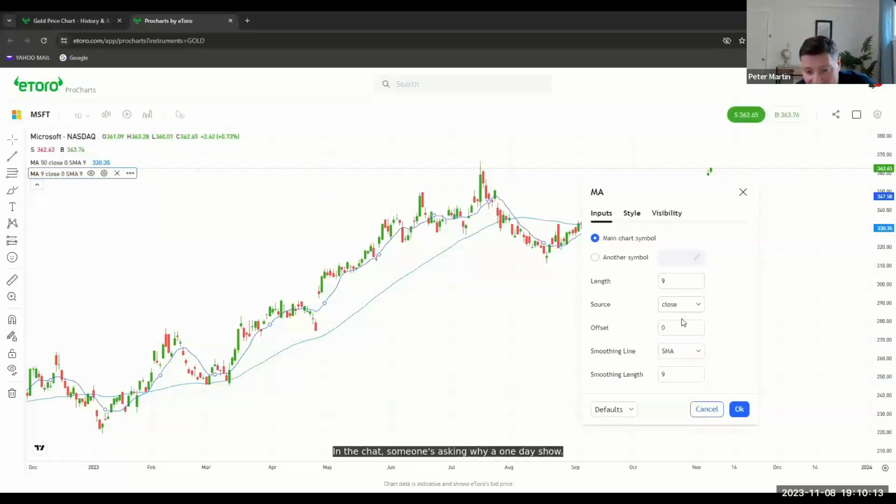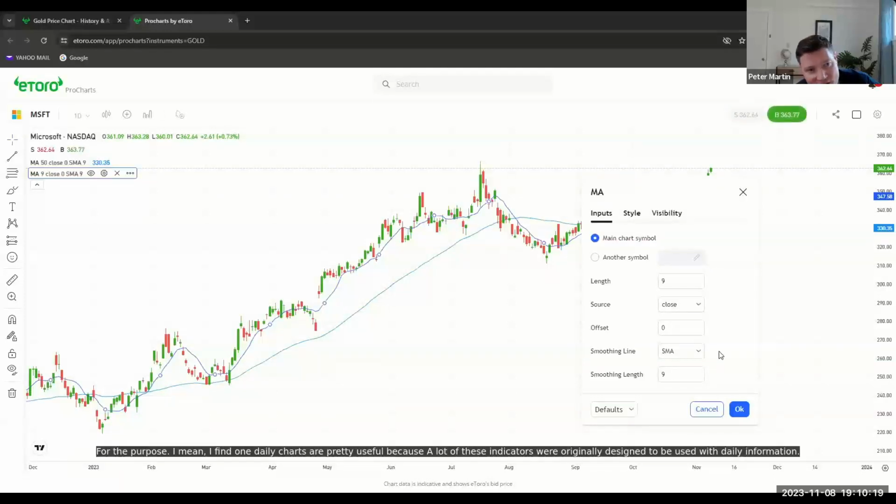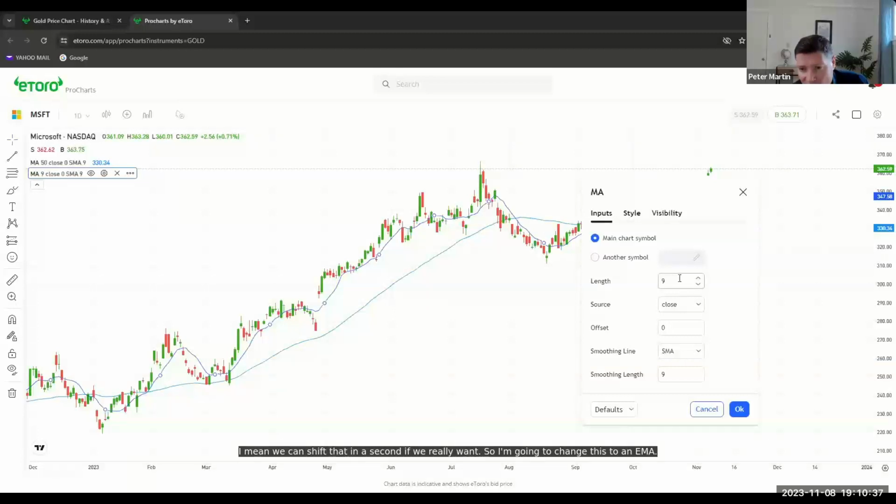In the chat, someone's asking why a 1-day chart. I find daily charts are pretty useful because a lot of these indicators were originally designed to be used with daily information. You don't have to. We could have looked at anything, but it's always what it defaults to, and it is quite a nice thing to look at. We can shift that in a second if we really want.